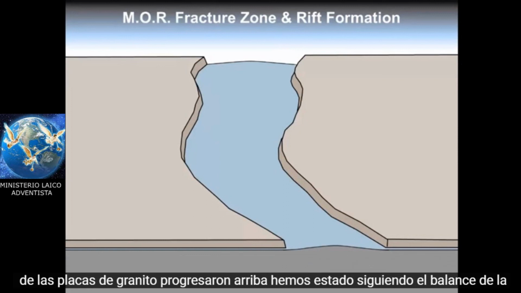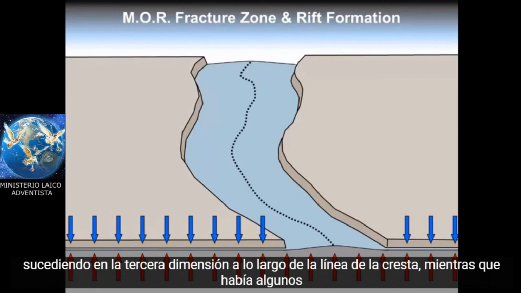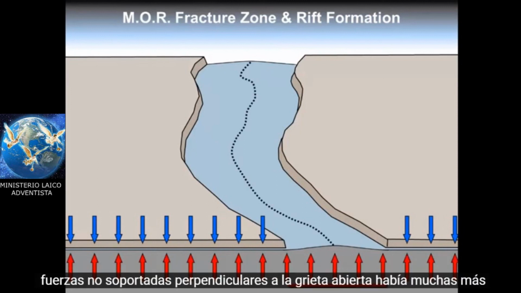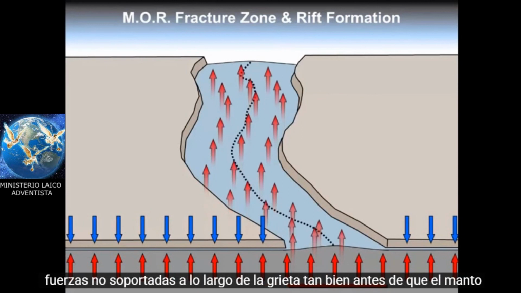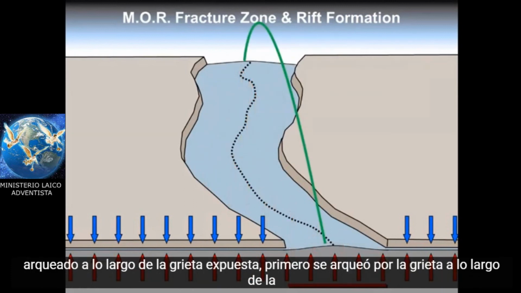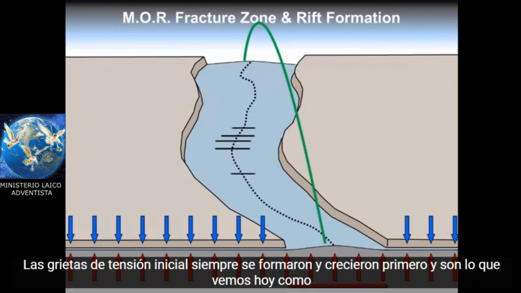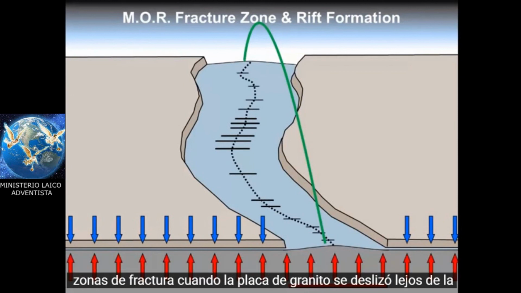We've been following the balance of the blue versus the red force arrows in 2 dimensions. But consider what was happening in the 3rd dimension along the ridgeline. While there were a few unsupported forces perpendicular to the open crack, there were many more unsupported forces along the length of the crack. So well before the mantle ever arched up across the exposed crack, it first arched down the crack along the green arc. As this occurred, the mantle stretched and cracked in tension. These initial tension cracks always formed and grew first, and are what we see today as fracture zones.